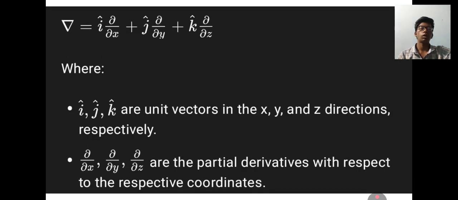Here del equals i bar dou by dou x plus j bar dou by dou y plus k bar dou by dou z, where i bar, j bar, k bar are unit vectors in the x, y and z direction respectively. Dou by dou x, dou by dou y, dou by dou z are the partial derivatives with respect to respective coordinates.